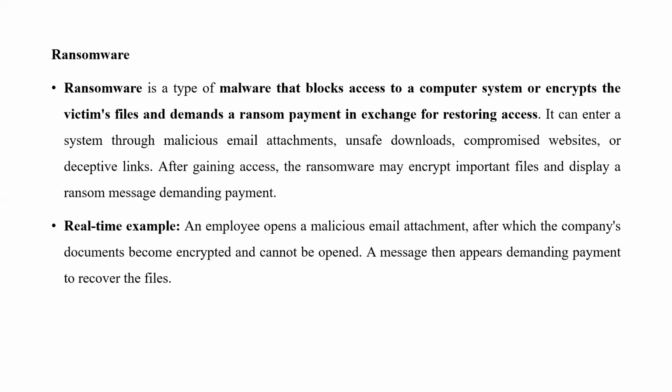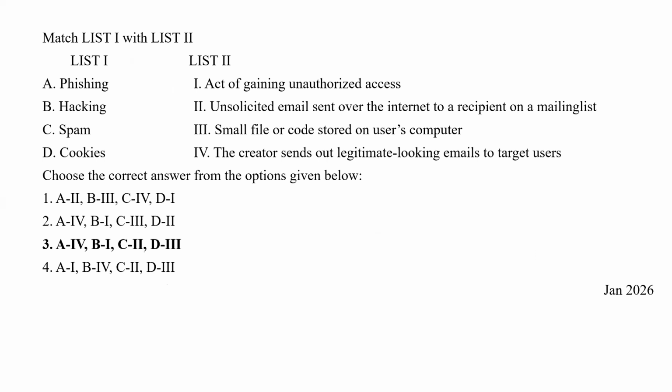After gaining access, the ransomware may encrypt important files and display a ransom message demanding payment. For example, employees open a malicious email attachment, after which the company's documents become encrypted and cannot be opened. A message then appears demanding payment to recover the files. If the files are very important, we have to give the payment and recover them. This happens sometimes.